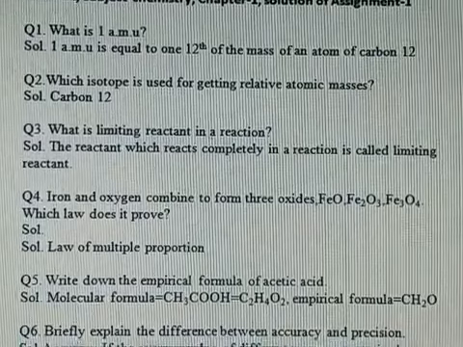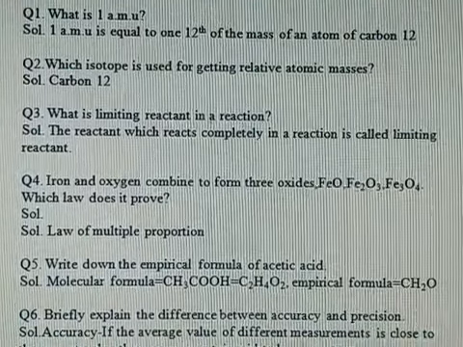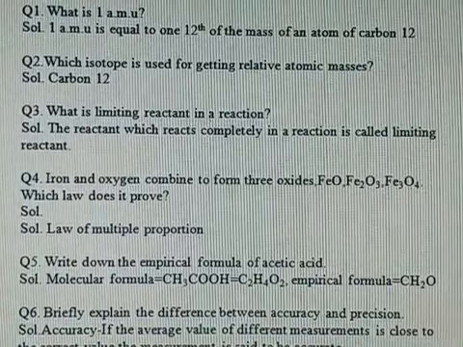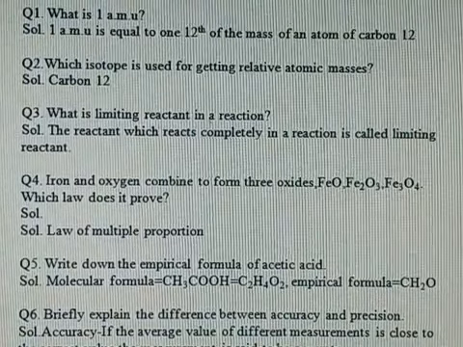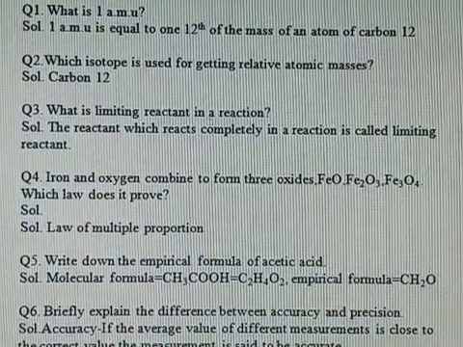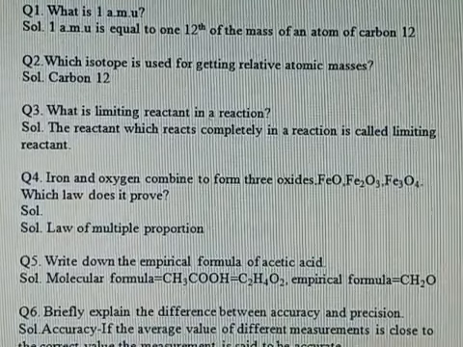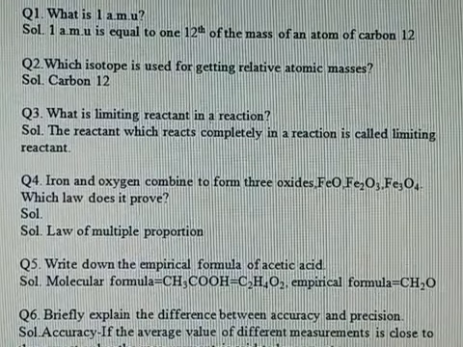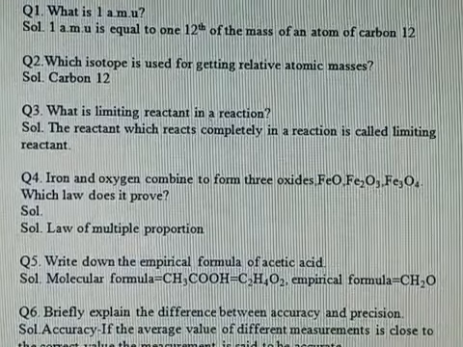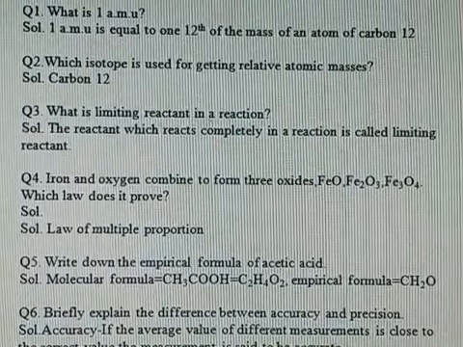After that, question number 5. Write down the empirical formula of acetic acid. Now, molecular formula of acetic acid is CH3COOH. If you write it in another way, then it will be C2H4O2 in combined state, and empirical formula is CH2O. That means the simplest formula of CH3COOH is CH2O.